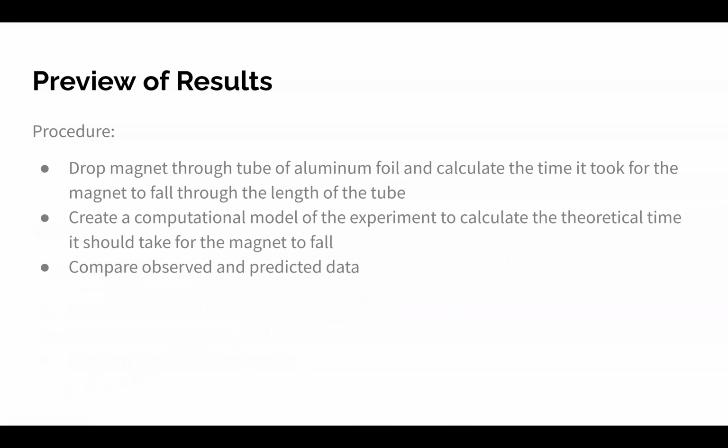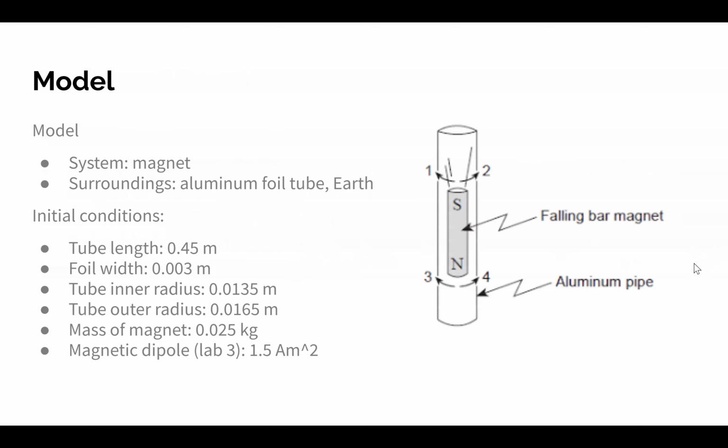So the procedure here was to first drop the magnet through a tube of aluminum foil a couple times and calculate the time it takes for the magnet to fall through the entire length of the tube. And then I created a computational model of the experiment to calculate the theoretical time it should take for the magnet to fall. And then I compared my observed and predicted data.